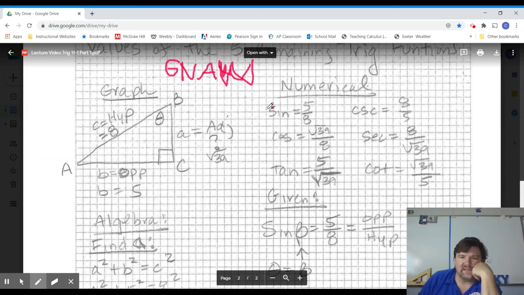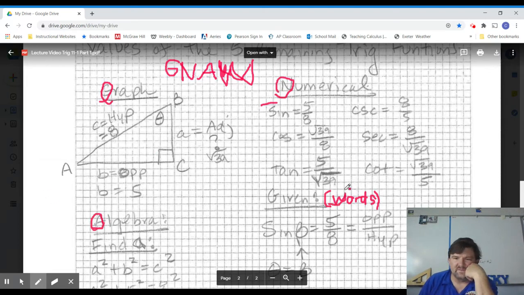We know that sine, oops, wrong side. So this is going to be words, and this is words. Sorry, I put given there. I have a habit of that, but that's okay because in words we are given some information. So here it is: graph, numerical, algebra, words. So what I did is I said, okay, I was given the sine of B is 5/8.